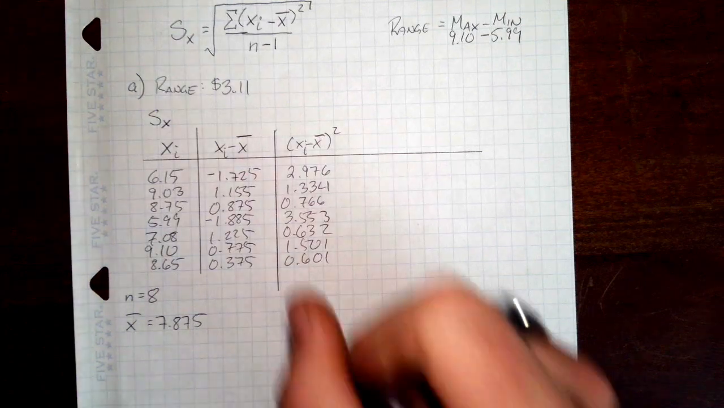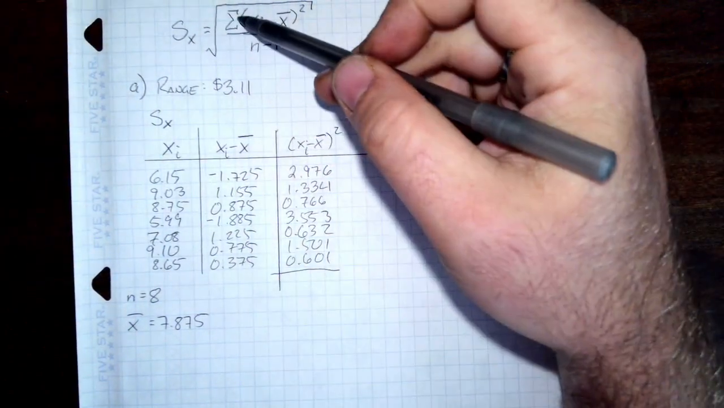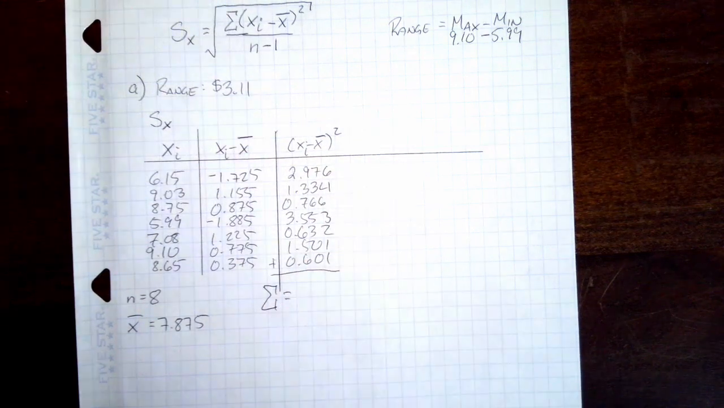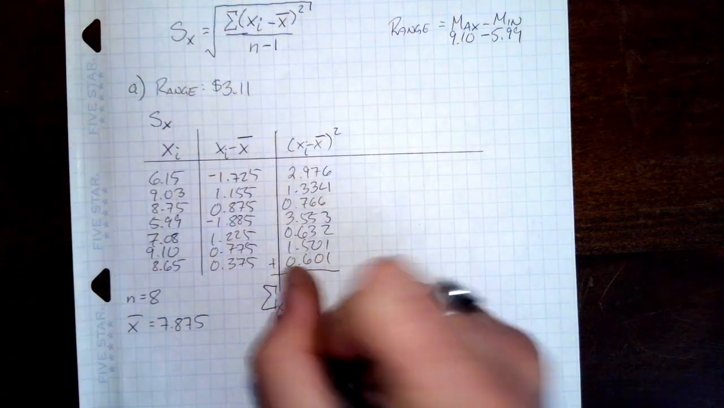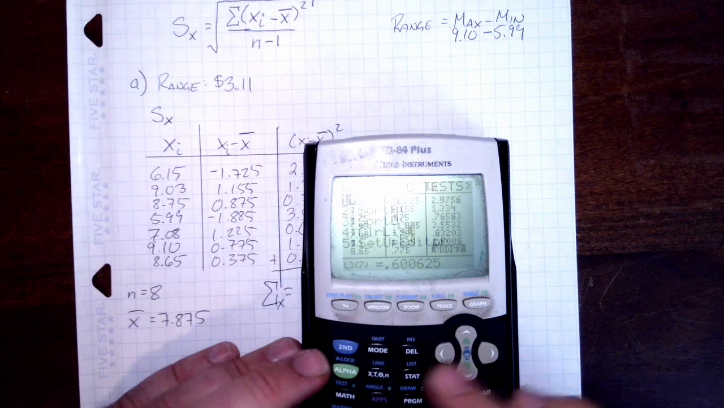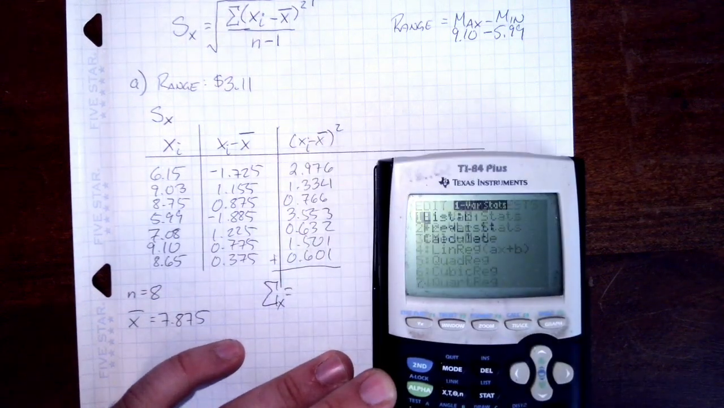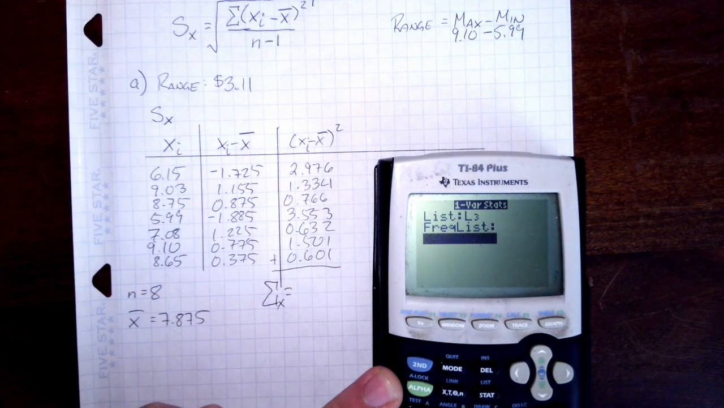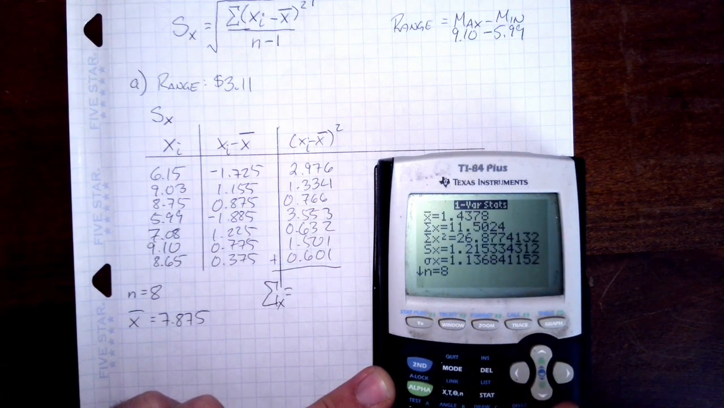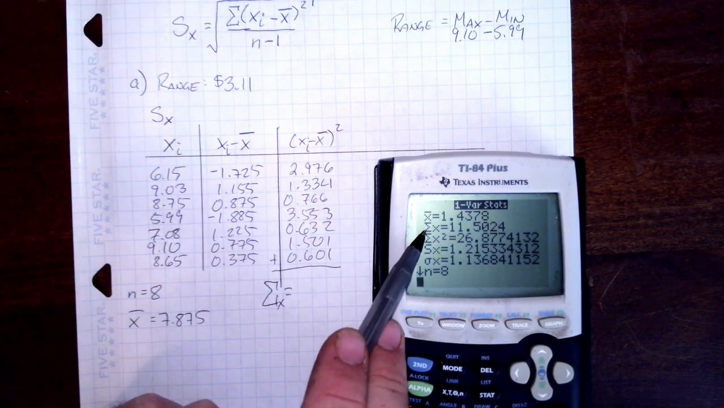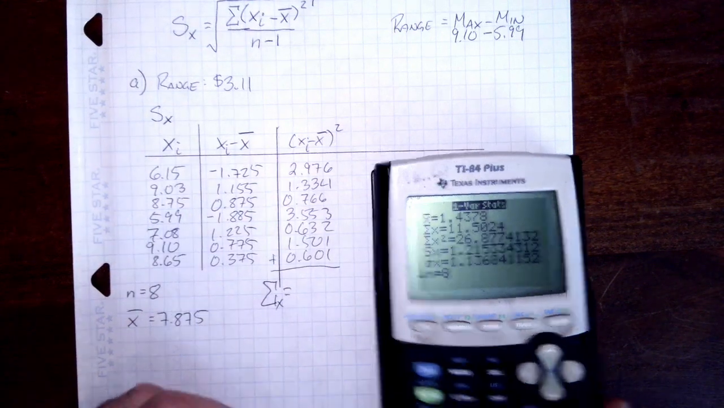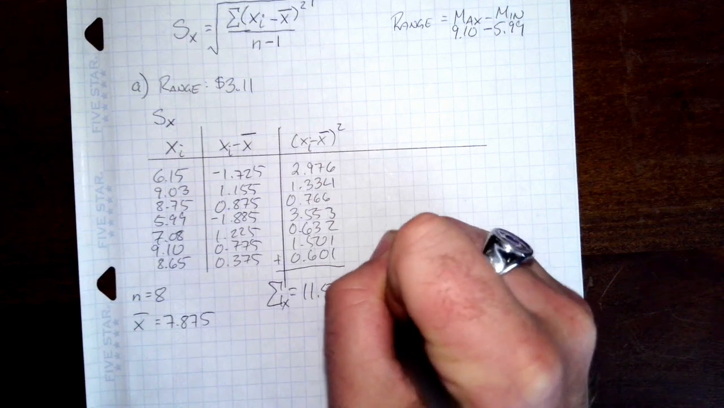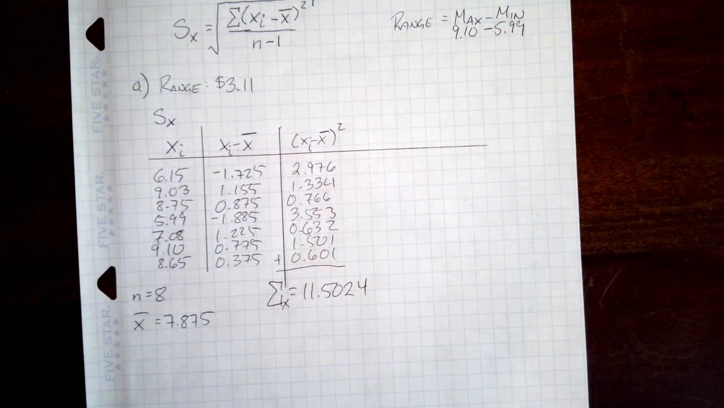So now we need to add all of those together. That's what this sum symbol means, the capital sigma. But again, that sum can be found rather quickly by running a one variable stat on L3. And that way we don't have to worry about the rounding as well. So our sum, sigma x, is 11.5024. So it looks like we actually went 4 decimal places in general for that.